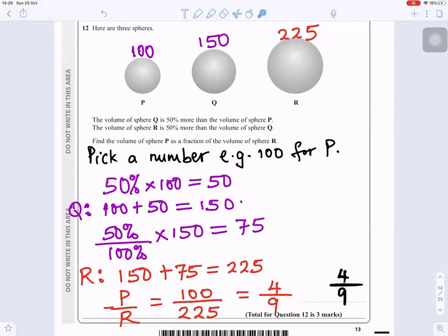So with this type of questions, we can just pick a number, say 100 for P, and we can work from there. So 50% of that 100 is 50. So Q is 100 plus 50, that gives you 150. It says the volume of Q is 50% more than the volume of P. So if P is 100, Q would be 100 plus 50, which gives you 150 for Q.